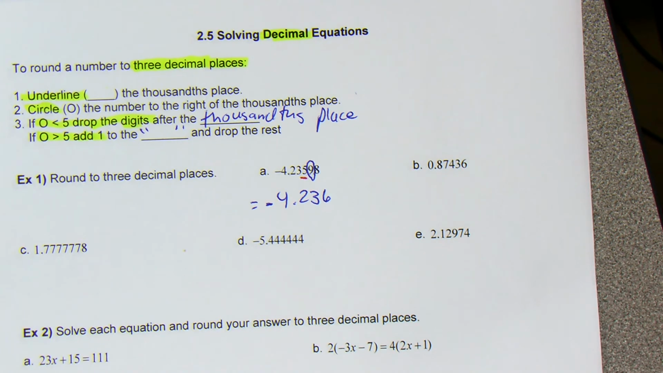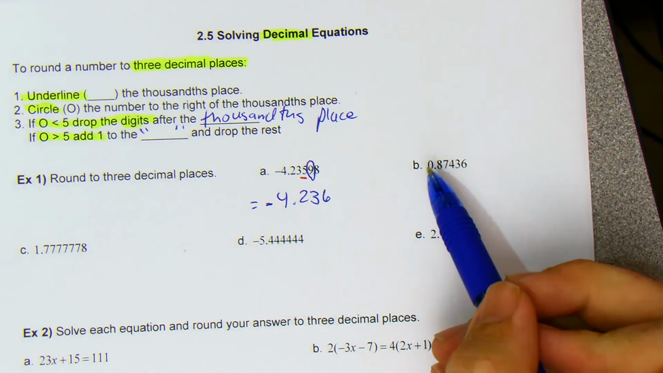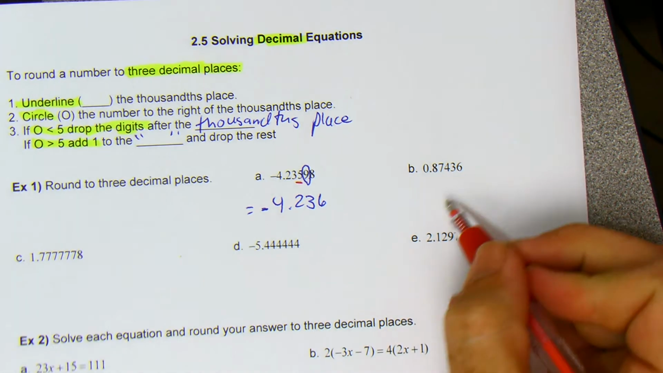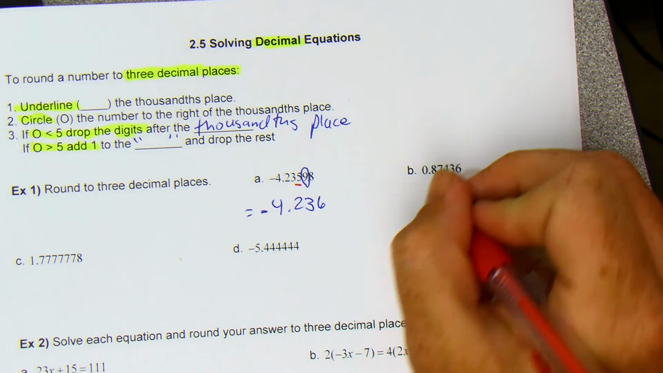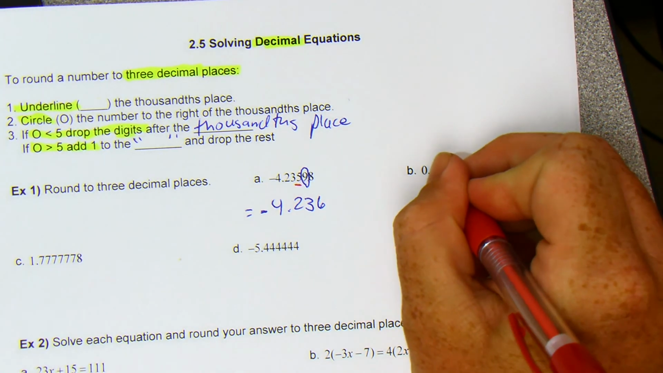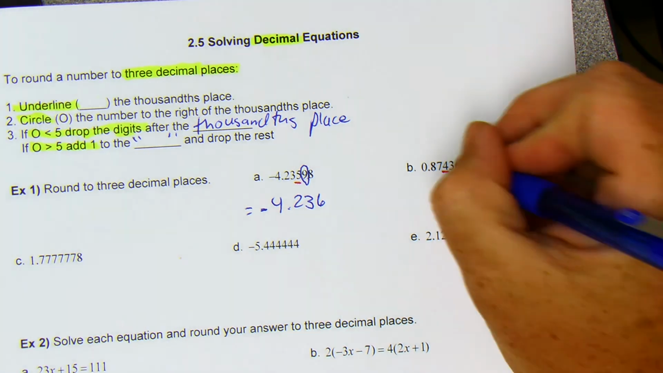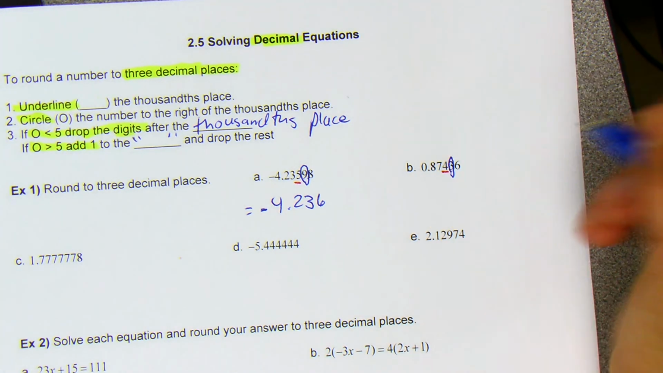B is 0.87436. We want to round to the nearest thousandth. So I'm going to underline my thousandths place, which is 3 digits after the decimal point. So I have 1 digit, 2 digits, 3 digits. I know it's this 4 because that's the 3rd digit after the decimal point. Then I circle the number to the right of it. So I'm going to circle that 3.